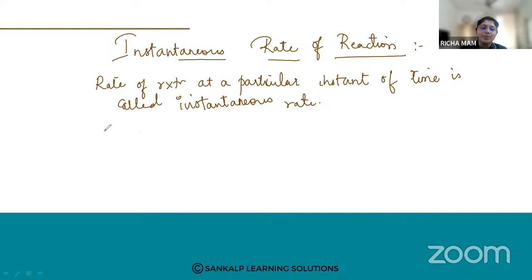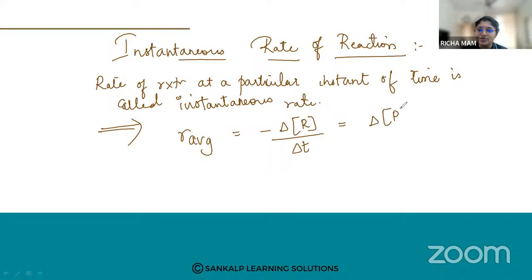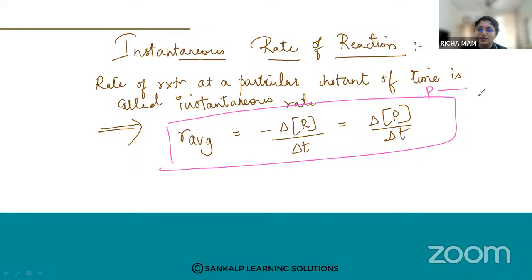How is it obtained? It is obtained from the average rate of the reaction by considering the smallest interval of time, dt. Mathematically, the average rate of reaction is given as minus delta concentration of R by delta T, is equal to delta concentration of P by delta T. If I write the reaction as reactant giving you product, this is how I write the average rate.